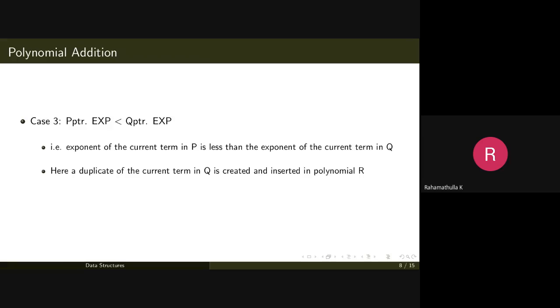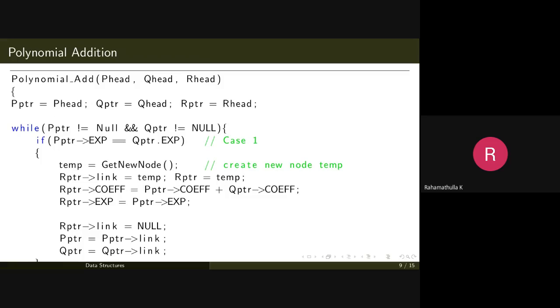If anyone's exponent part is greater, then a duplicate copy of that particular term is created, and that will be inserted onto the polynomial R, the resultant polynomial. Okay, now let's see the algorithm, the same thing we have discussed, in the form of an algorithm.